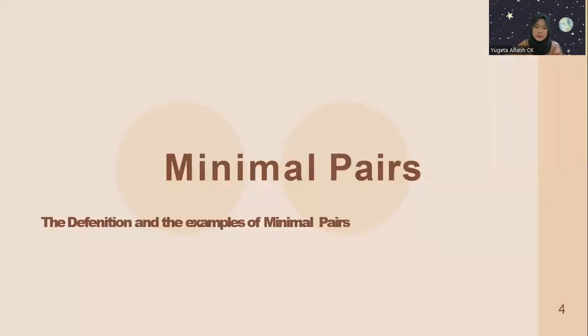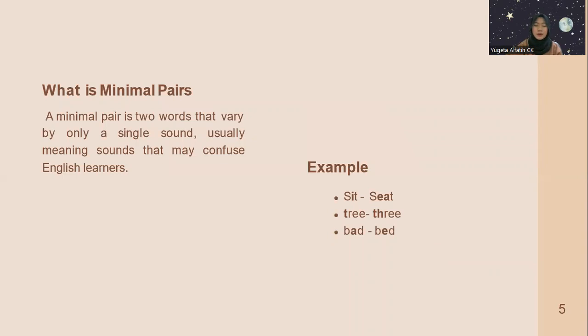Minimal pairs. The definition and examples of minimal pairs. What is a minimal pair? A minimal pair is two words that vary by only a single sound, usually sounds that might confuse English learners. We can identify phonemes easily by using minimal pairs, and when they are different, we find words that differ in only one sound but also have different meanings.